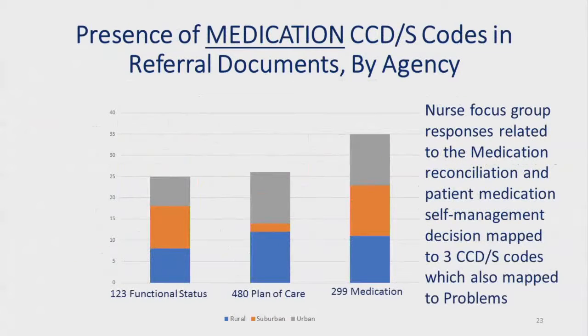So we also looked at the medication CCDS codes. Similarly, we took the CCDS codes that the nurses in the focus groups had identified are the data that they need. We mapped this on the horizontal axis, and these 3 codes also occurred in the plan of care. So there's no new information here. It's just that the medication CCDS information is limited to these 3 codes. Functional status, to tell whether the patient can open the pill bottle, for instance, or has the cognitive ability to read the instructions, the plan of care that comes from the referral site, and the medication list.